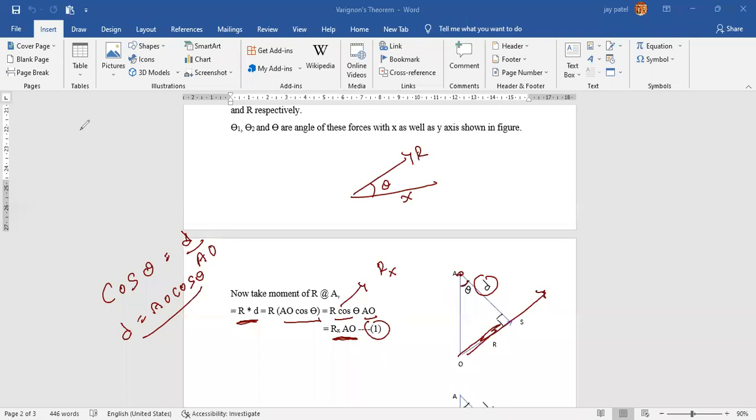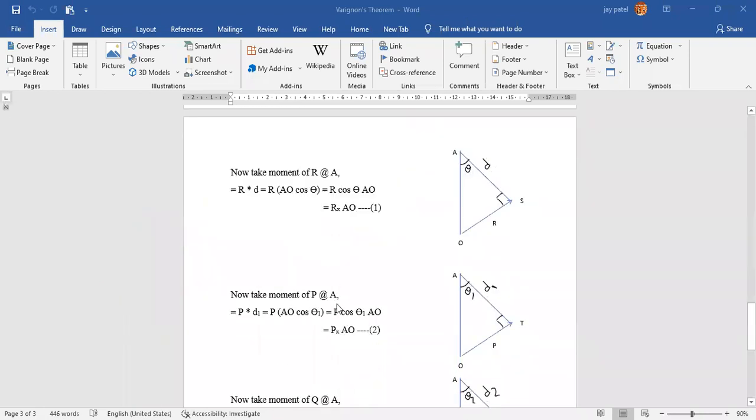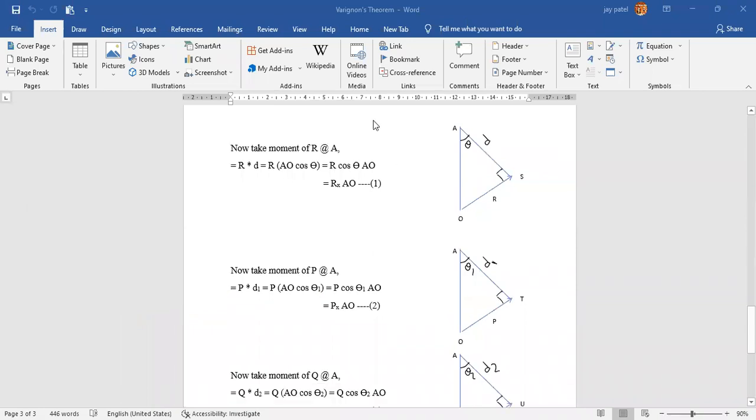Is it clear? Fine. Similarly, we are going to take a moment about point A for P force and Q force. Now, again, this triangle is clear to all of you. For P force, our angle is theta 1, distance is d1, and force is P. Now, same process: cos theta 1 equals d1 over AO. Everybody with me? So can I say that d1 equals AO cos theta 1?